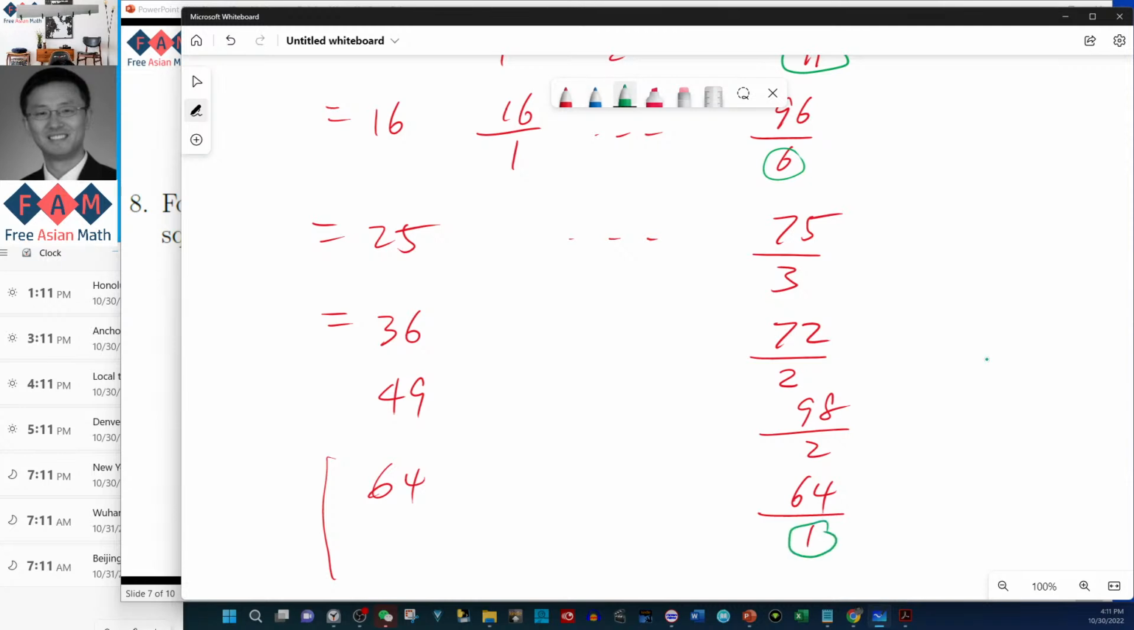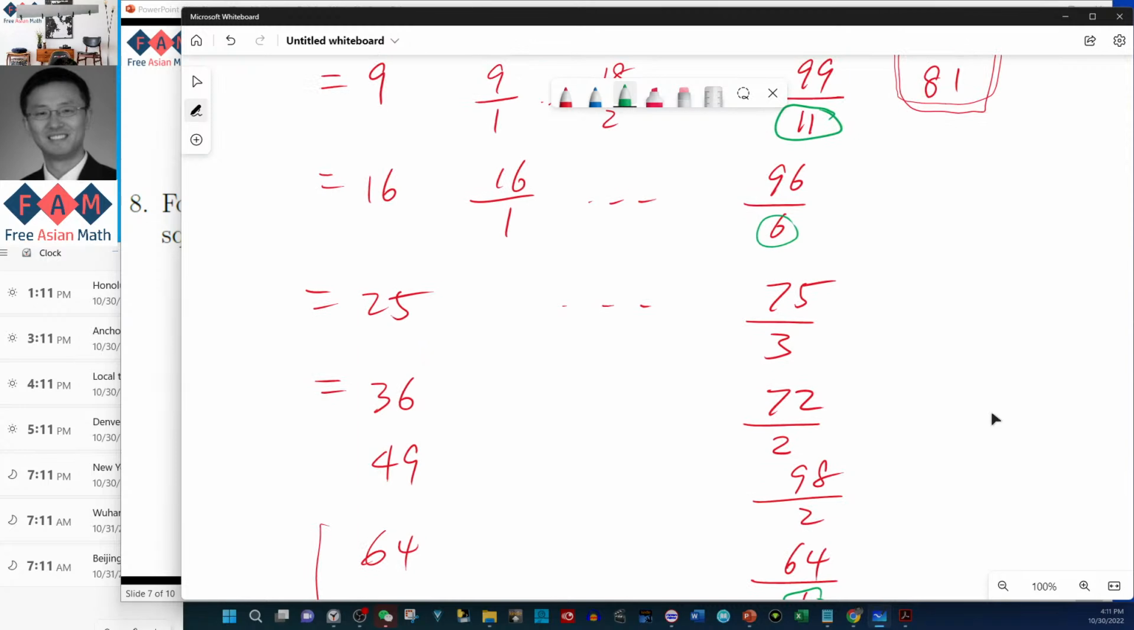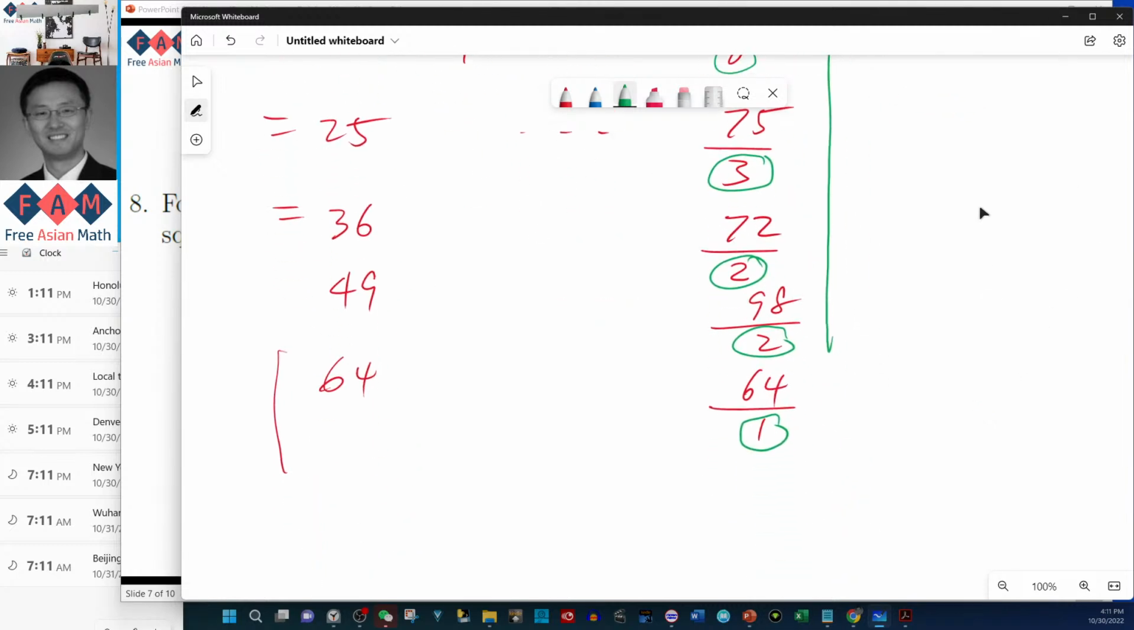So, how many have we already circled? First one, 11, 6, 3, 2, 2. Remember, we have 8 cases. So 1, 2, 3, 4, 5. At this point, we have covered 5 cases. Therefore, we have 3 cases where you have only 1 possibility.